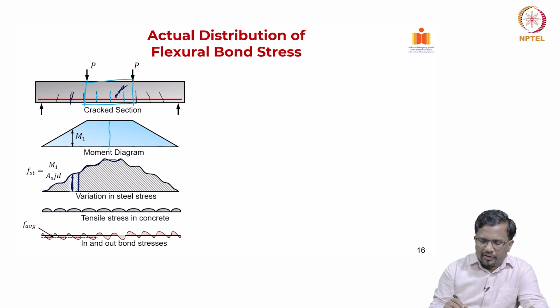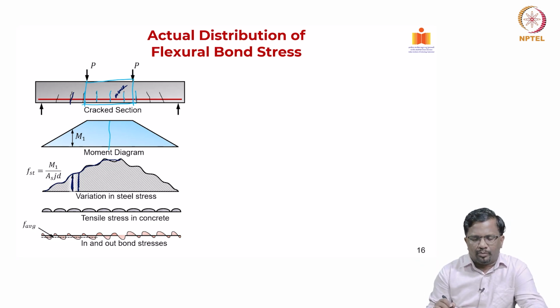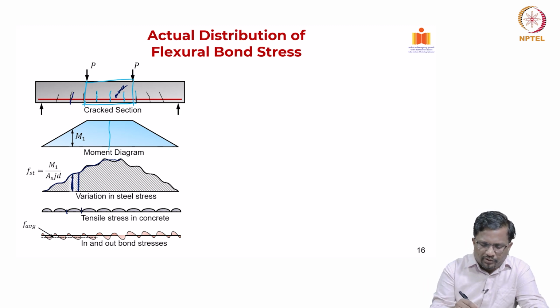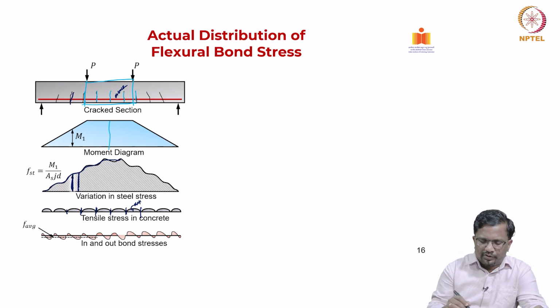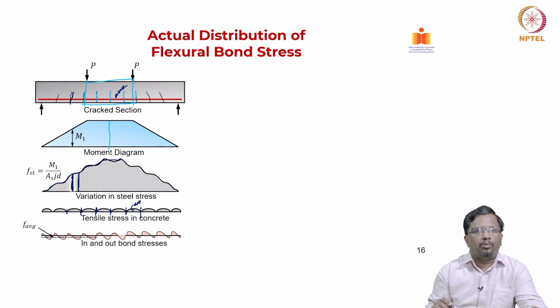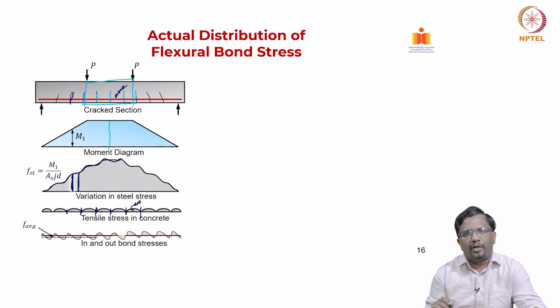Now, again you can see here the tensile stress in the concrete also will be like this: at a cracked location there is no concrete. So, these are all the locations of your cracks, and exactly in between the cracks you get the maximum stress, the tensile strength of the concrete. So, from this we can see that the flexural bond stress will be in and out.